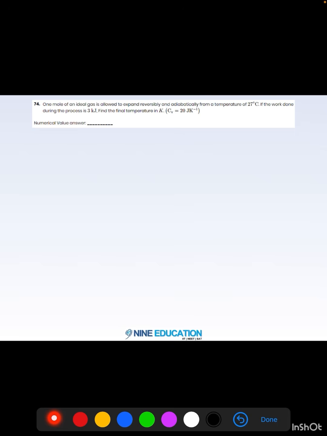We are having an ideal gas for which the moles we are taking is n equal to 1 mole, and we are doing this expansion reversibly and adiabatically from a temperature of 27 degrees Celsius. So T1 is given as 27 degrees Celsius, and the work done during the process is also given, 3 kilojoule. We need to find out the final temperature.